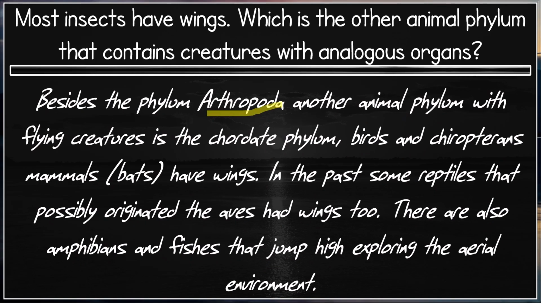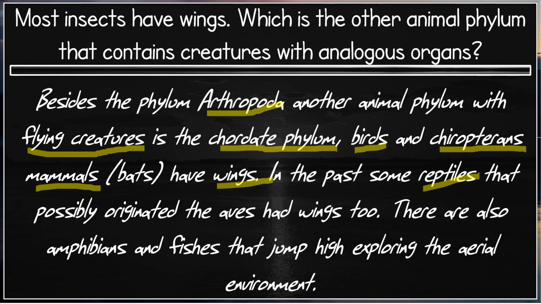Besides the phylum Arthropoda, another animal phylum with flying creatures is the chordate phylum. Birds and mammals, such as bats, have wings. In the past, some reptiles had wings too. There are also amphibians and fishes that jump high, exploring the aerial environment.